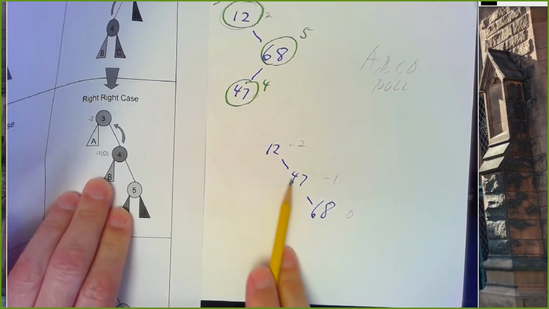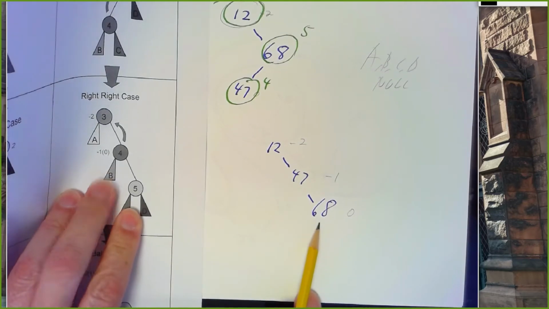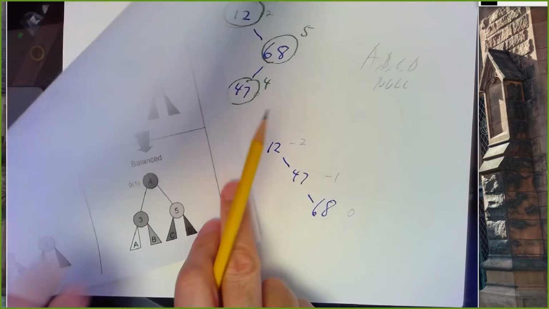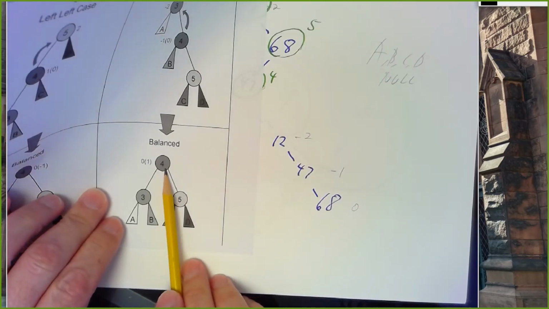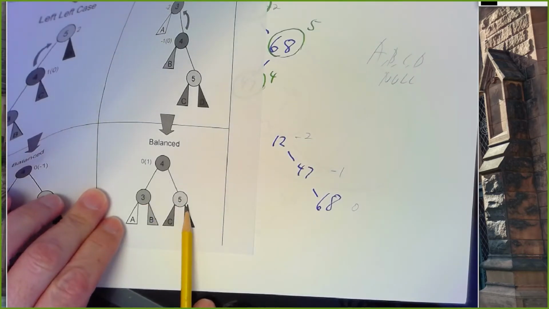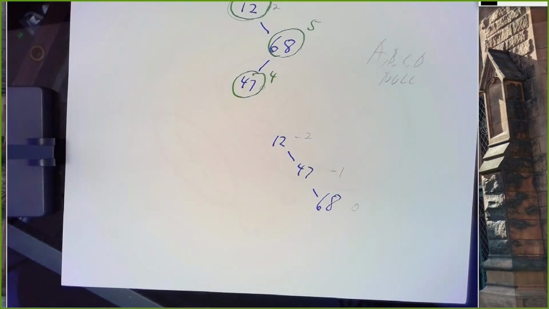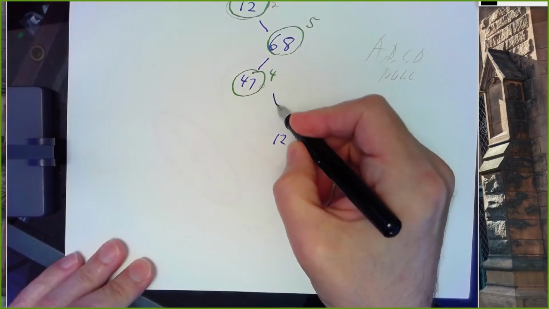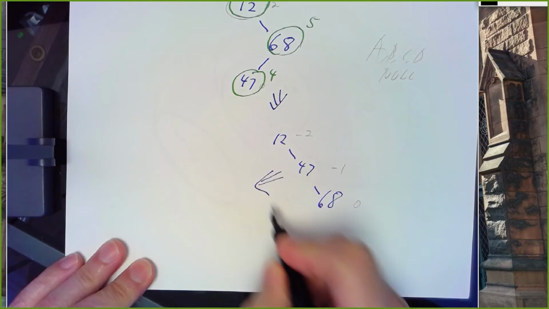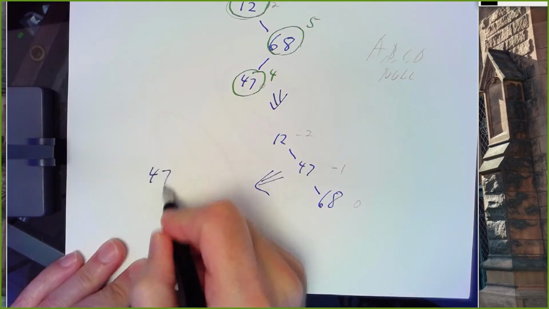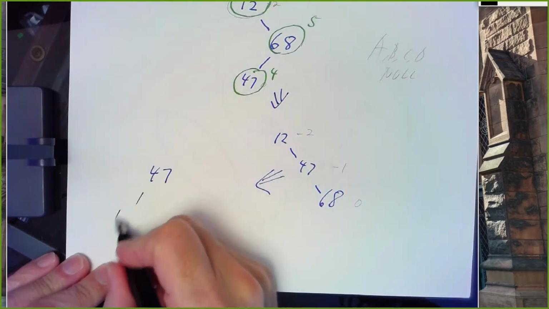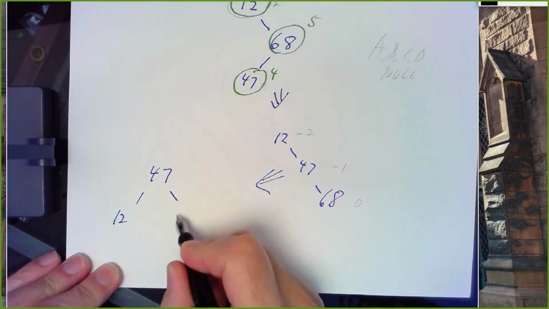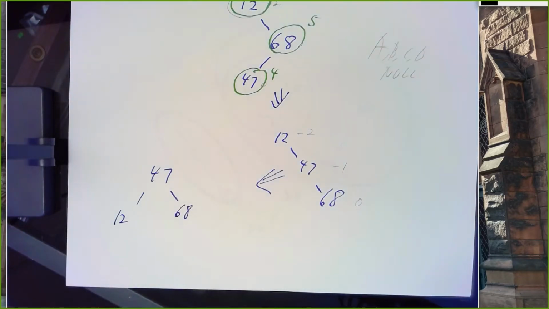And again, this is 3, this is 4, this is 5. And to make it balanced, now we change 4 into the root, put 3 on the left, 5 on the right. So 4 becomes the root. So this got changed into this. And this is going to get changed into node 4 is the root, node 3, which is 12, is on the left, node 5, which is 68, is on the right. So there's a balanced tree with those 3 nodes inserted, 12, 68, 47.